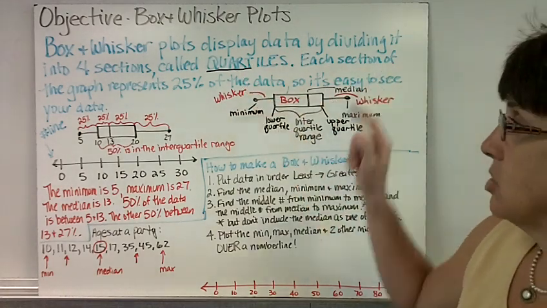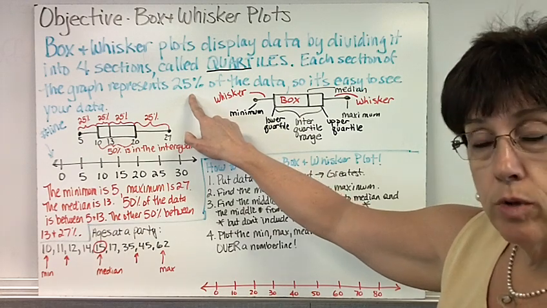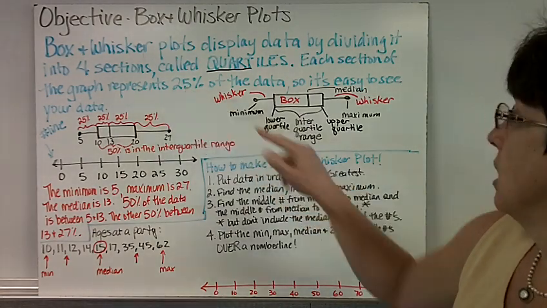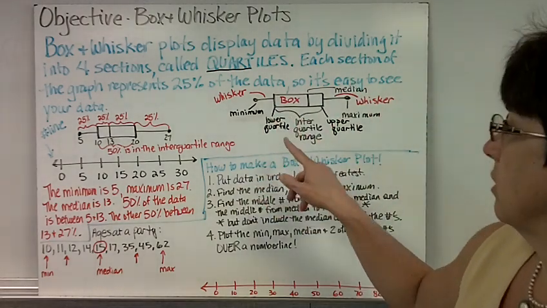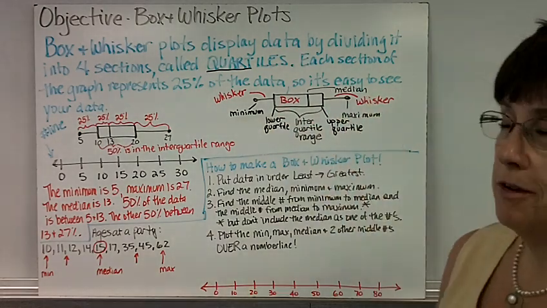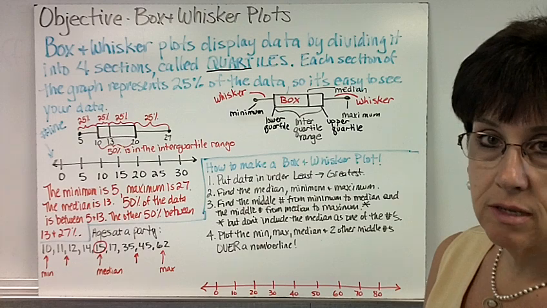And each section of the graph represents 25% of the data, which also makes sense. If you've divided something up, it should be 25% if it's even. So it's easy to see your data. So here's a sample with all the vocabulary. So this is a box, and it has 2 whiskers going out, okay? So the red is just identifying what each piece is.